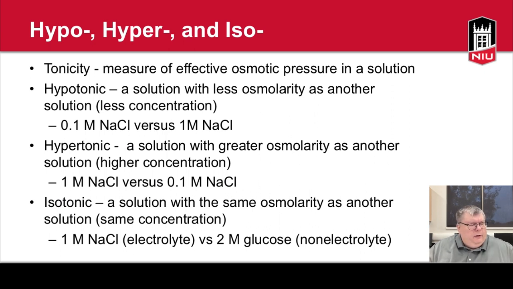Now, along with osmolarity comes the biological aspect, what we call the tonicity of a solution. Tonicity is a measure of effective osmotic pressure in a solution. We have 3 different types: hypo, hyper, and iso. A hypotonic solution is a solution with less osmolarity than another solution. In other words, less concentration. So a 0.1 molar sodium chloride versus 1 molar sodium chloride. 0.1 molar sodium chloride is hypotonic compared to the 1 molar sodium chloride.